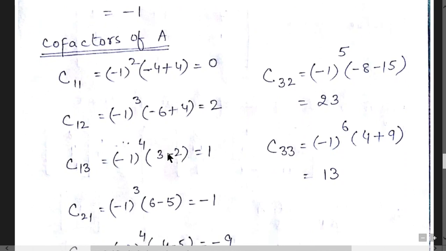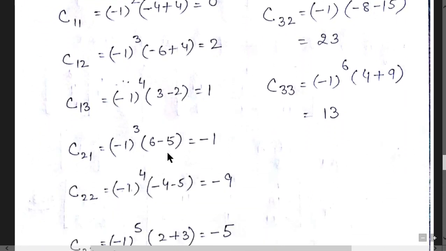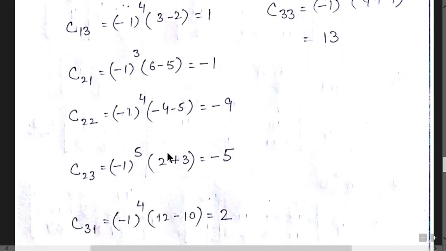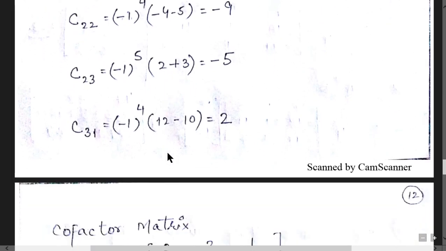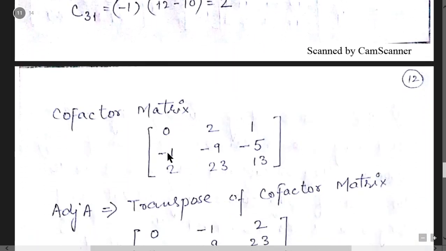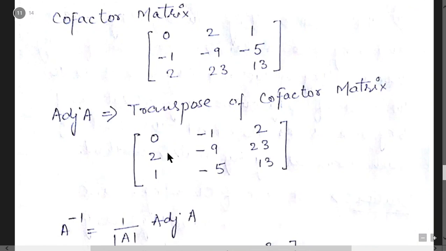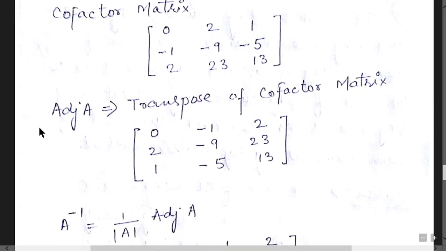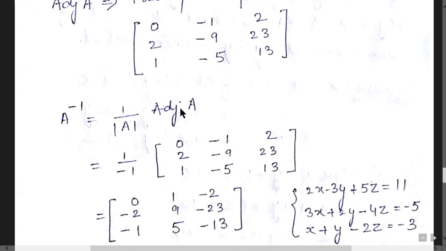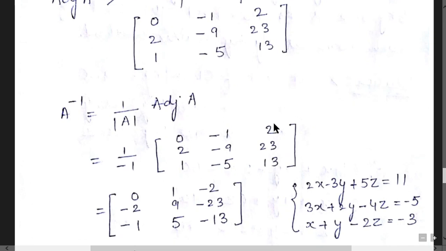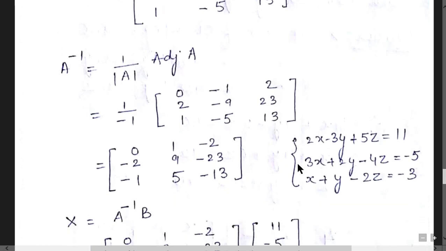Then calculate the value of cofactors. After the calculation of all the cofactors, you can write the cofactor matrix. Then the transpose of the cofactor matrix, it's adjoint. Adjoint of A when divided by A modulus, you will find the value of A inverse. Now this set of equations is given to you. Basically these are the variables 2, minus 3, 5.